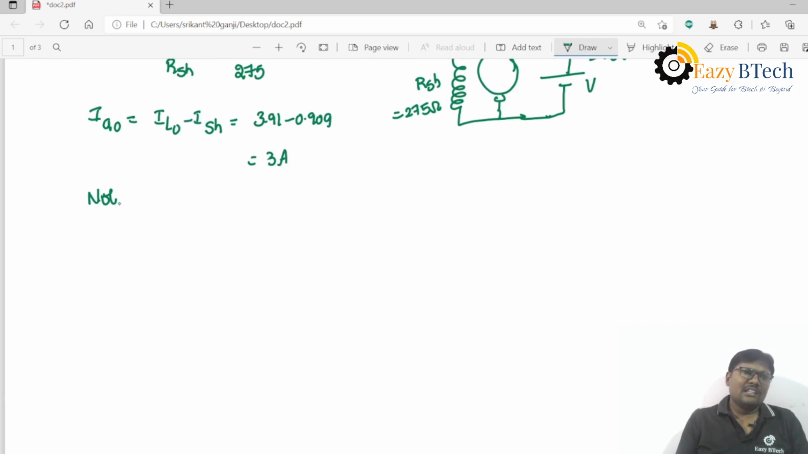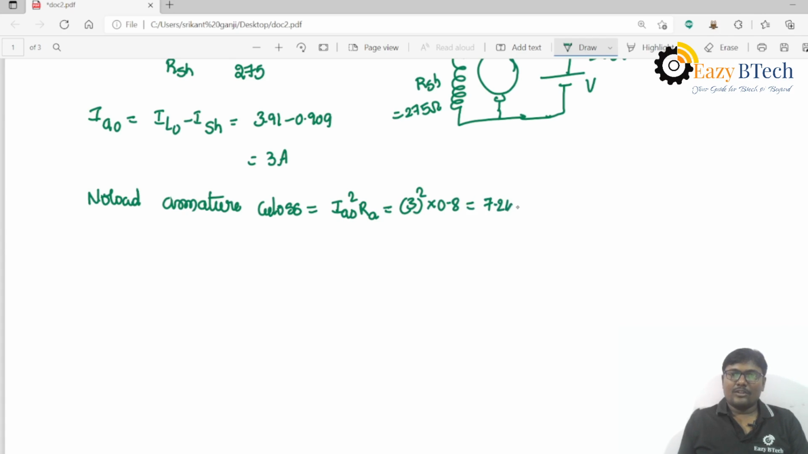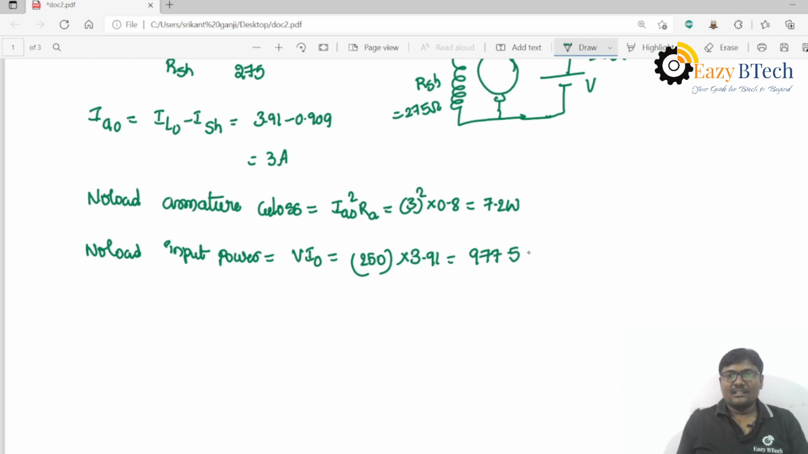First of all, calculate all the losses. No load armature copper loss is equal to IA0 square into RA, 3 squared into 0.8, which is equal to 7.2 watts. And the no load input power is equal to V into I0, that is 250 into 3.91, which is equal to 977.5 watts.